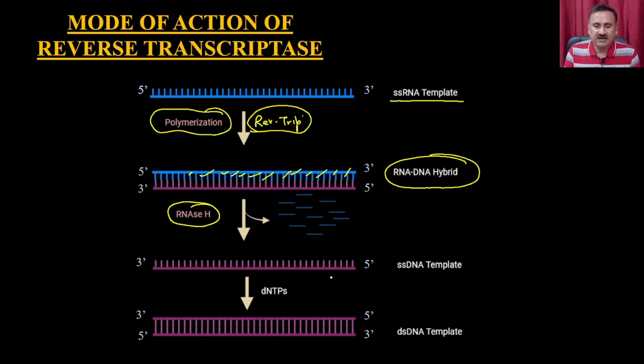And then this single stranded DNA template is converted into a double stranded DNA by the DNA dependent DNA polymerase activity. At the end, you get a double stranded DNA from the single stranded RNA template. Okay? And this double stranded DNA is called the cDNA or the complementary DNA. There are many more methods through which you can prepare the cDNA, but most people use the reverse transcriptase because it is easy and straightforward.